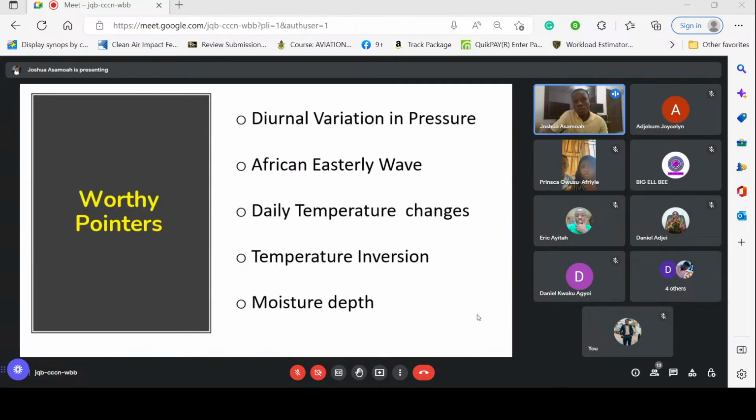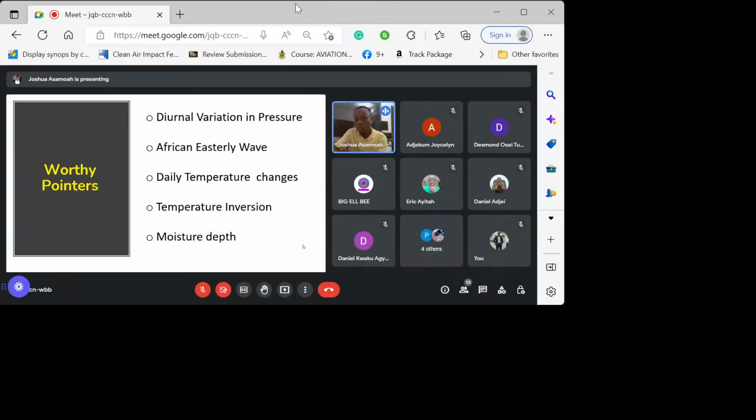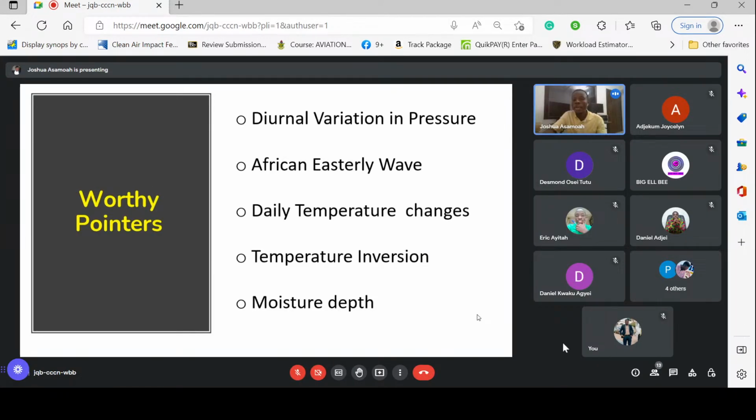Another thing that should also be on the back of the mind of a forecaster is the diurnal variation in pressure, in the sense that if you know when pressure is supposed to be high or when pressure is supposed to be low, and the model is telling you that at a time where usually pressures are supposed to be high, you're seeing very low pressures around that time, then there's a possibility of a change that is causing that kind of drop or decrease in pressure around that time. And so you'd want to investigate and see what probably would cause that. These are all ways you can predict some weather conditions.